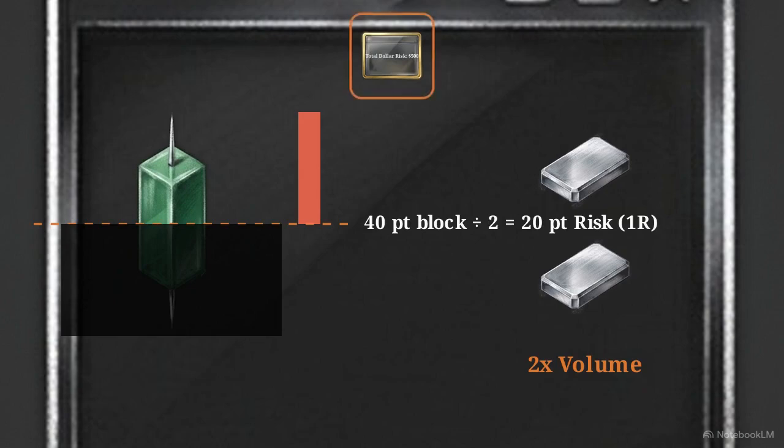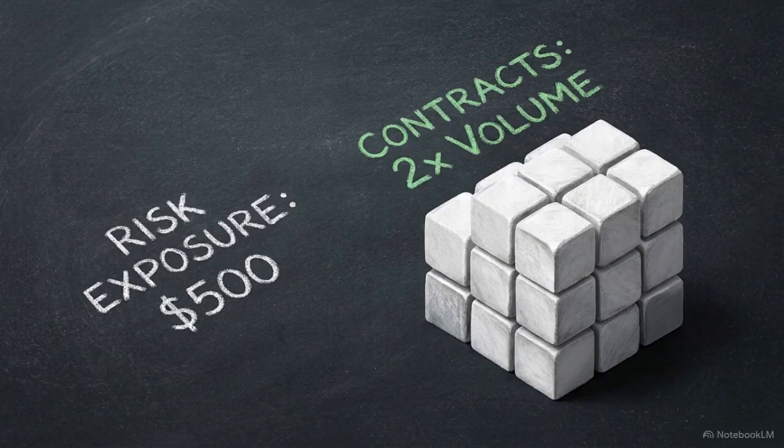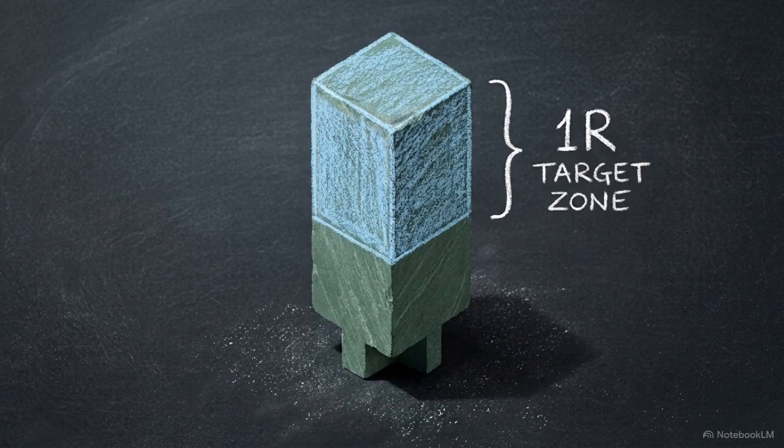Because the point distance to the protective stop is now halved, the sizing engine recognizes the reduced exposure and can safely load double the amount of contracts onto the initial setup. You gain double the upside leverage on the contract side, and you achieve it without risking a single additional dollar of portfolio capital.